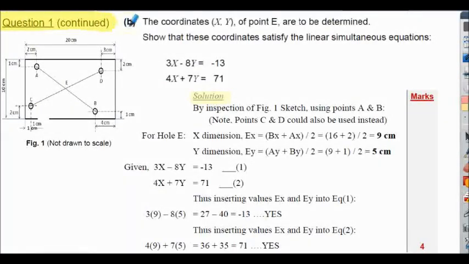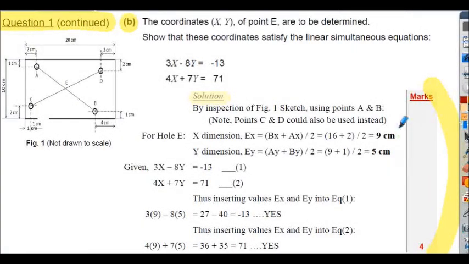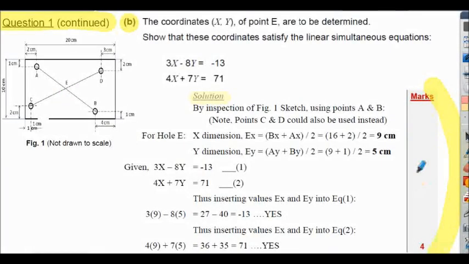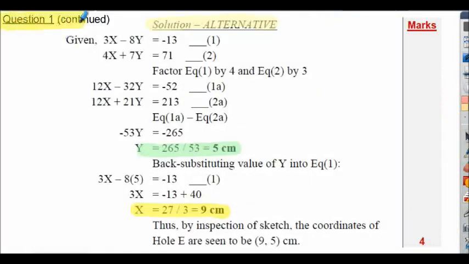Question 1 continued, part B, my first attempt at the solution. Here are the calculations for finding the dimensions for location E. I've referred to it as a hole E, but it's actually this position here on the plate. Question 1, part B, my second attempt at the solution, solving these simultaneous equations using the elimination process.